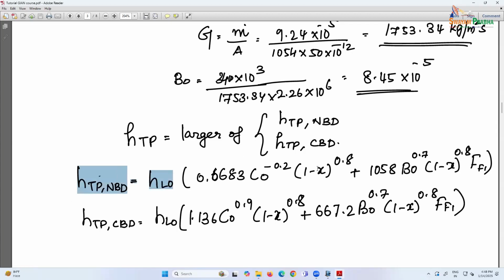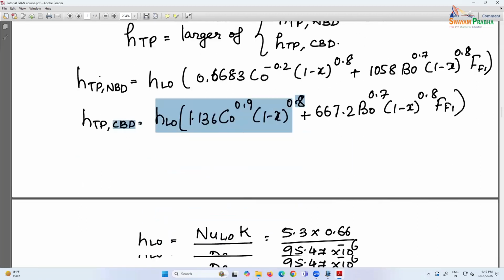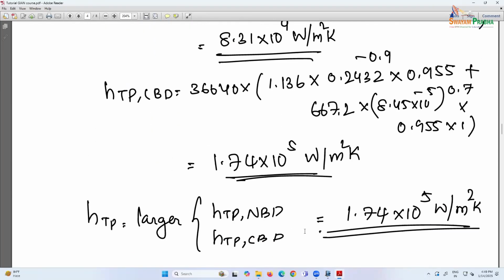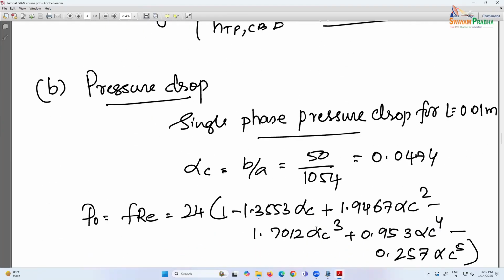The only thing is, this correlation is applied only when there is a dominance of nucleation boiling, and this second correlation is applied only when there is a domination of convection boiling. So, you have to find out which regime is dominant. If the Reynolds number is greater than 100, it is usually dominated by the convection boiling regime. So, the larger value of these two should be a guideline.